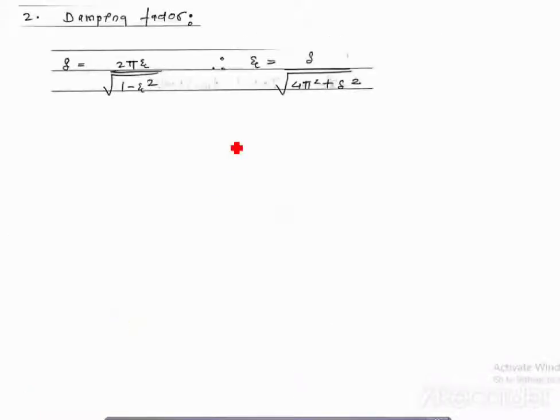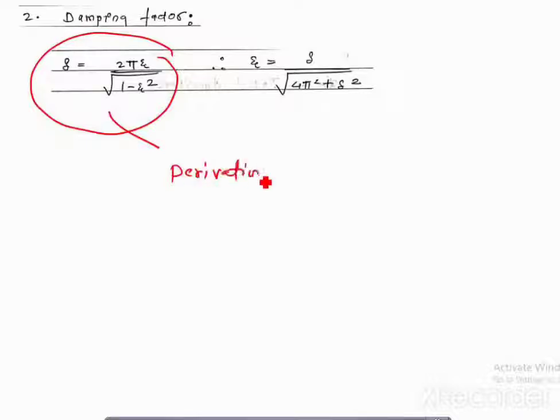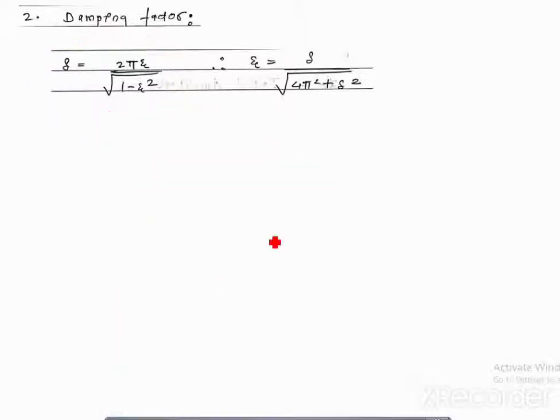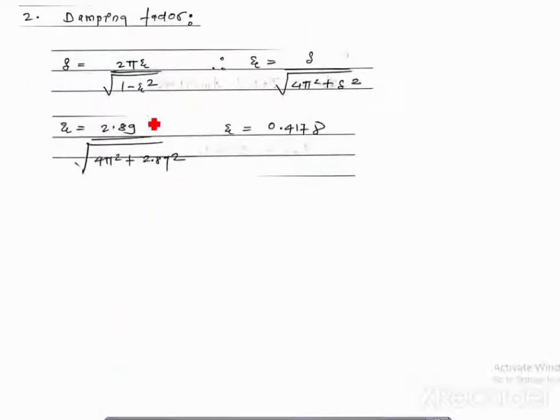What is damping factor? del is equal to 2 pi zeta upon square root of 1 minus zeta square. This is a derivation which we have already derived. You can watch the earlier videos also. So del is equal to 2 pi zeta upon square root of 1 minus zeta square. Now from this what can you get? You will get zeta. So you know that del is 2.89, and zeta equals del upon square root of 4 pi square plus del square, with del as 2.89. So you are getting zeta.